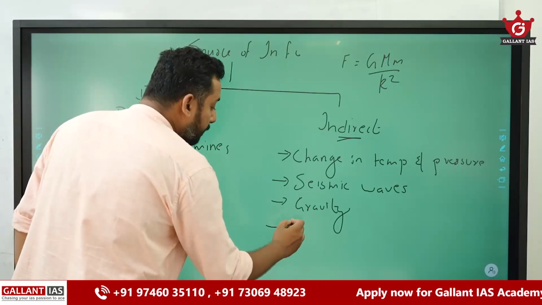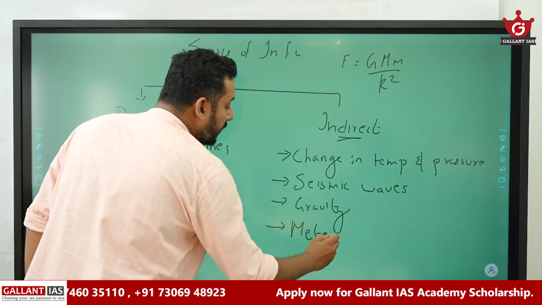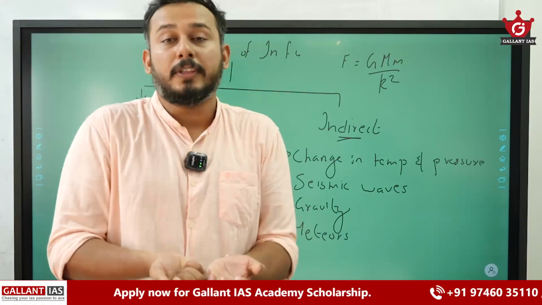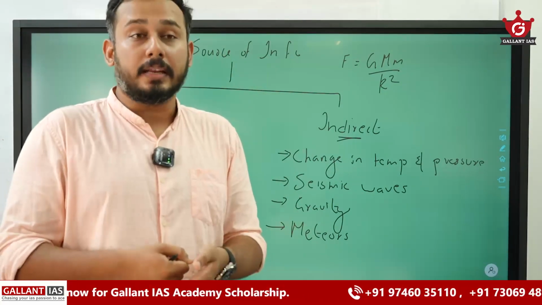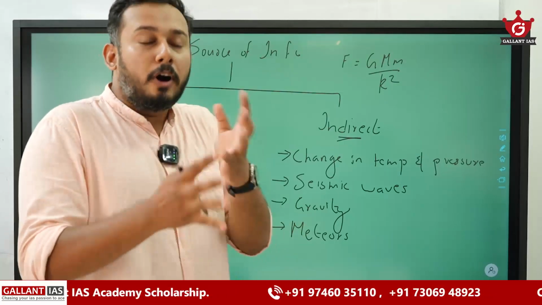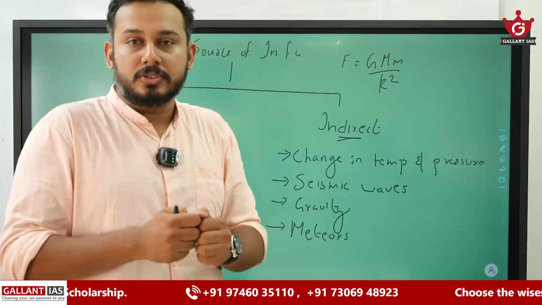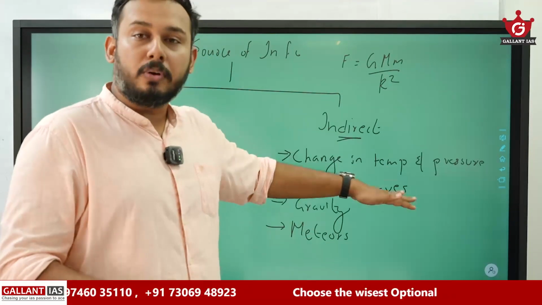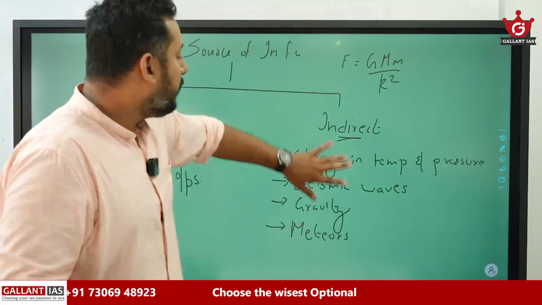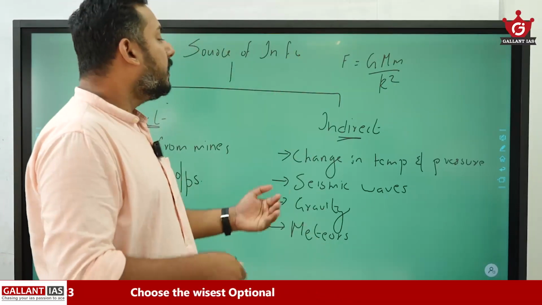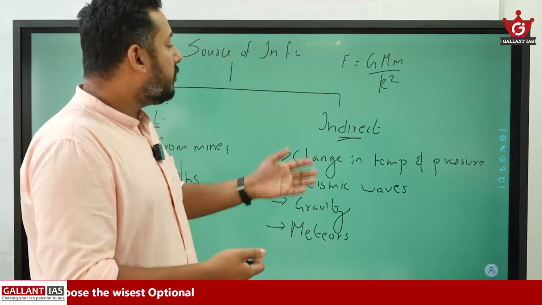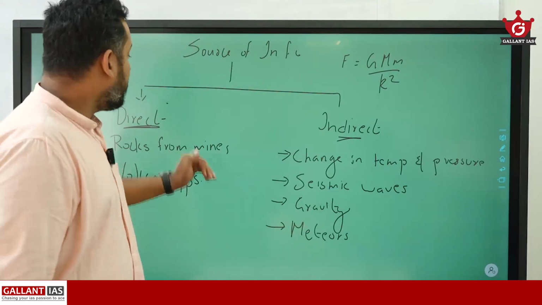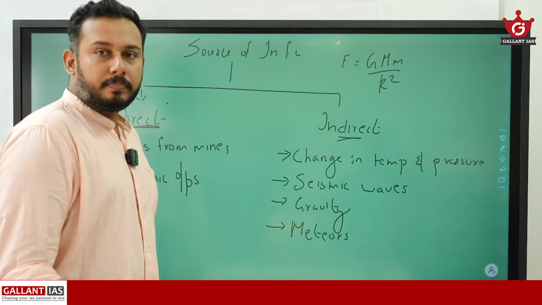We have other sources like meteors. Meteors are parts of other celestial bodies. We believe that these things were formed from the Big Bang. So the formation process is almost the same. So we consider that the interior of these celestial bodies and Earth is almost similar. So we conduct some study on these and we assume things, or we come to a conclusion regarding how the Earth's interior is. So these are the different sources of information, direct and indirect.